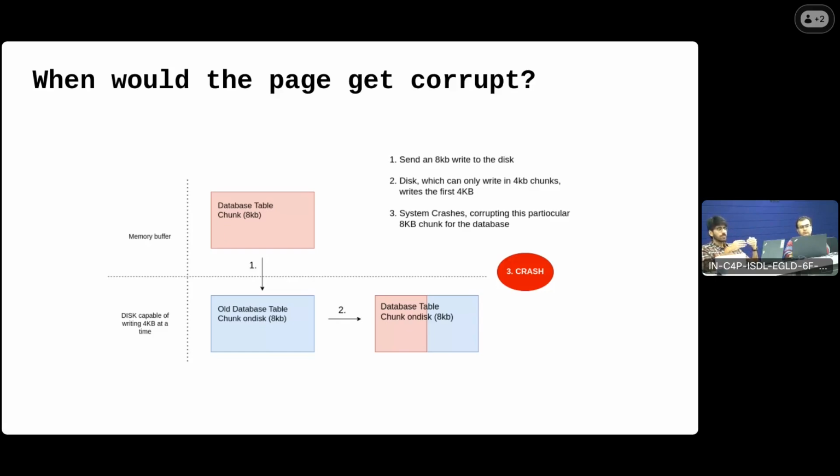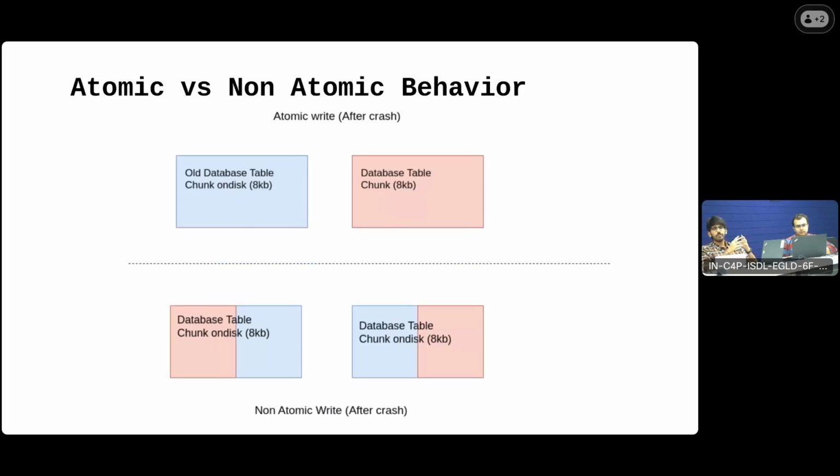So what happens is we are sending an 8 KB write. We have written the first 4 KB, but then we crash. And this results in half of it being new, but the other half is still old. And this creates an inconsistency in the database. So this is what we call non-atomic behavior. Basically, the fact that our 8 KB is not written in one go makes it non-atomic.